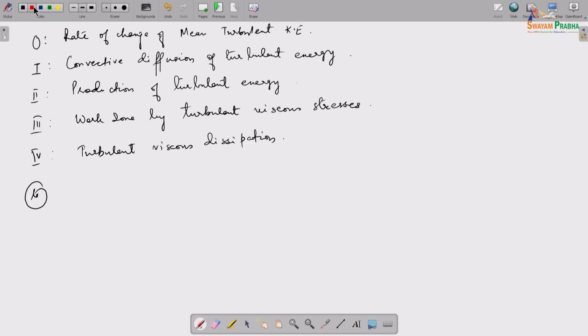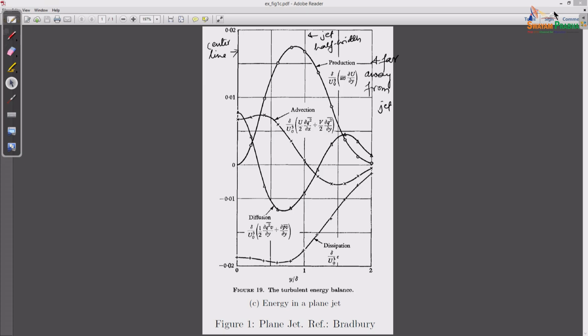Okay, let's just do that. So this is the center line that we're looking at. Then this is the jet half width that we're looking at, and this is far away from the jet. Okay. Now let us just say y is equal to 0, which is here, right? This is the line. So for y equal to 0, what you see is that the advection is 0.